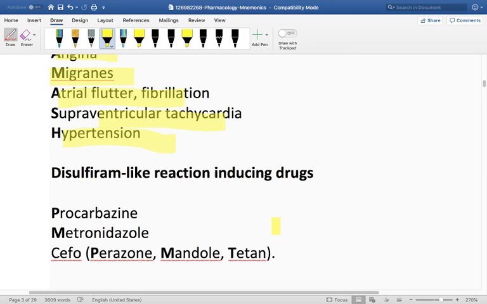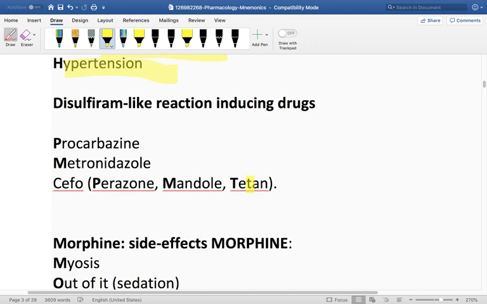Now, what are the disulfiram-like reaction-inducing drugs? This is one of the favorite questions of the examiner. Procarbazine, metronidazole, and the cef drugs. Which cef? Cefoperazone, cefamandole, cefotetan. All of them you need to remember for the disulfiram-like reaction.